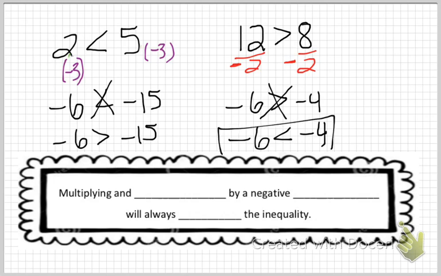Well, this brings us to today's main key thing to solving inequalities: multiplying and dividing. And I just showed you a couple of examples. Multiplying or dividing by a negative value will always flip the inequality. So as we witnessed here, we divided by a negative, and in order to make this statement true, we had to flip the inequality.